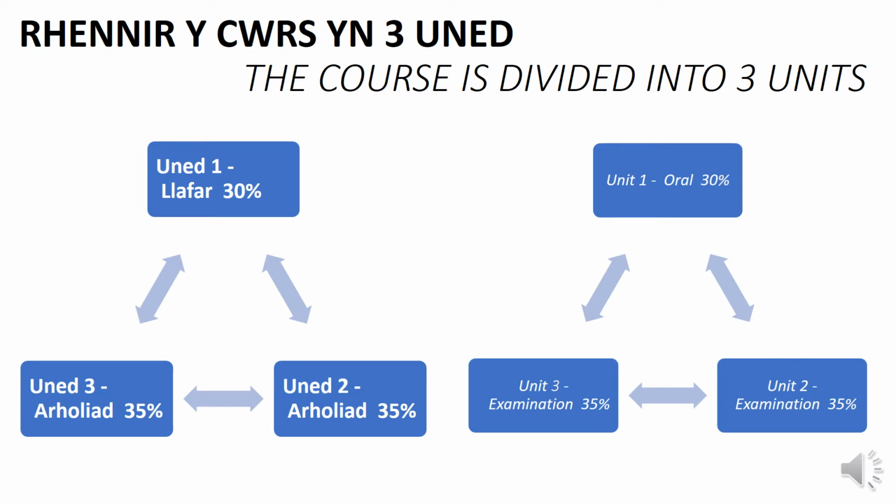There are 3 units to the Welsh exam. They are Unit 1, which is the oral exam, which takes 30% of the overall mark. Unit 2 and 3, which are both examination-based and have 35% for each exam, making a total of 100%.